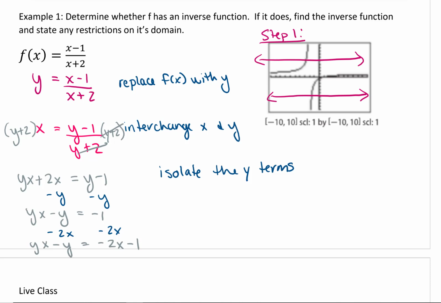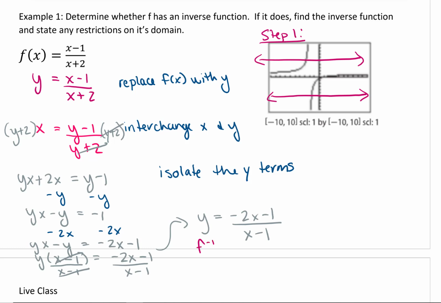Now I have my y's on one side of the equation, so I can factor out y. I need to get y by itself. So I'm left with y is equal to negative 2x minus 1 all over x minus 1. The last step, or the third step, says replace y with the notation for the inverse.